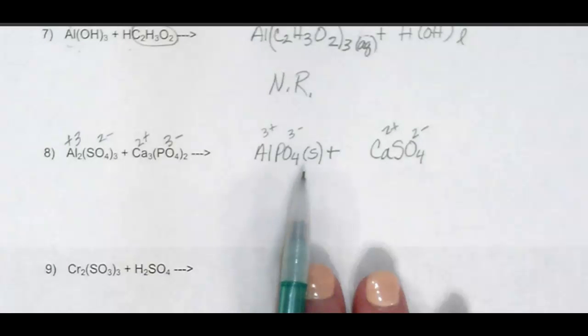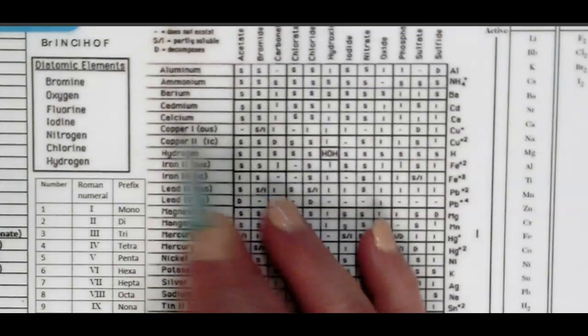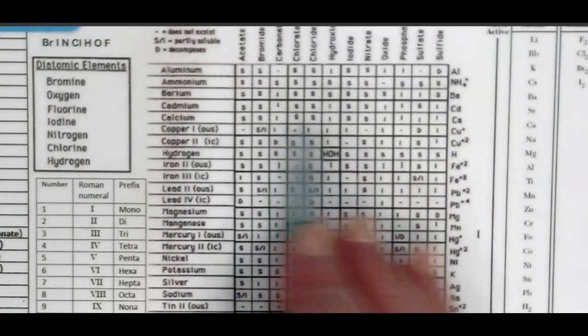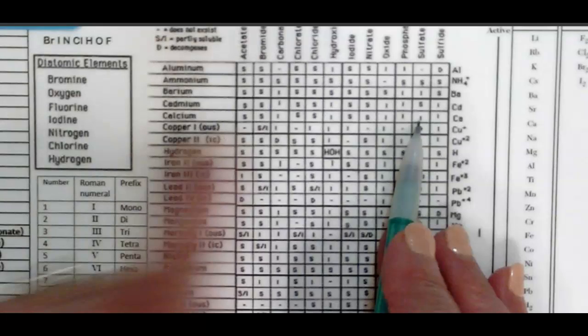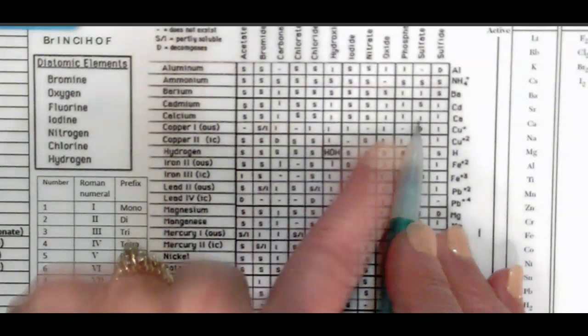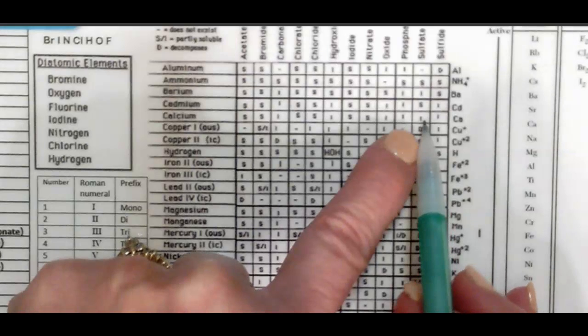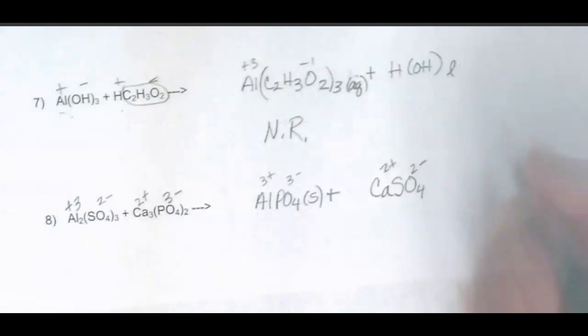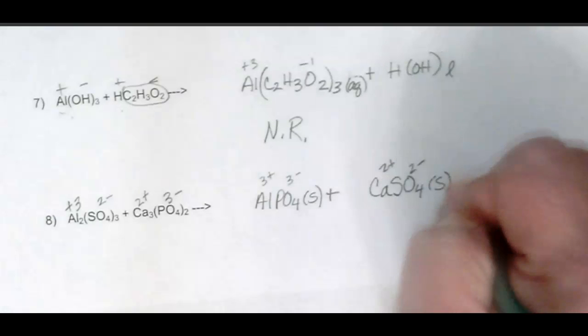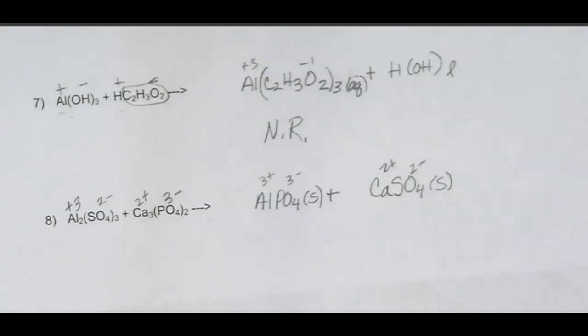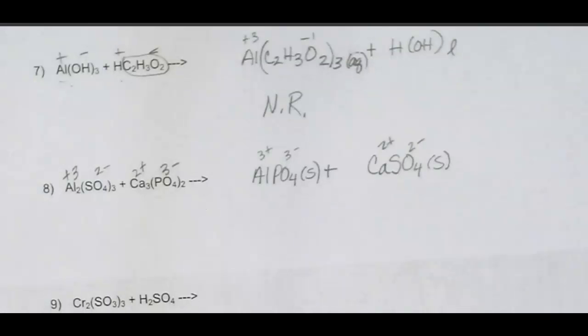I'm going to do calcium sulfate. So calcium sulfate is all the way over to here. And where's it at? Right here. It is also insoluble. So in this case, what we're going to see is one solid chunk. So we're not going to have any liquid.